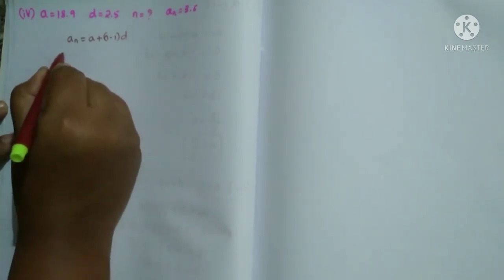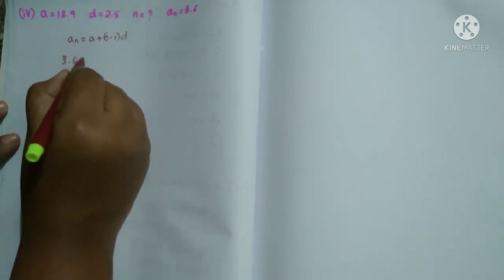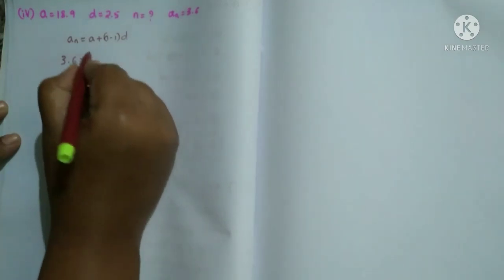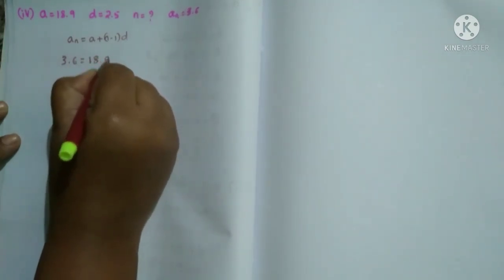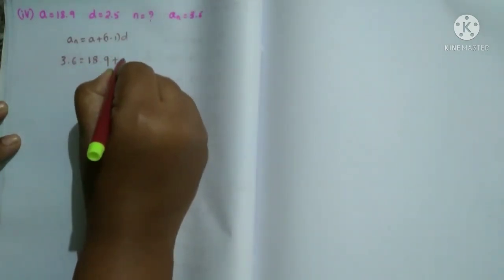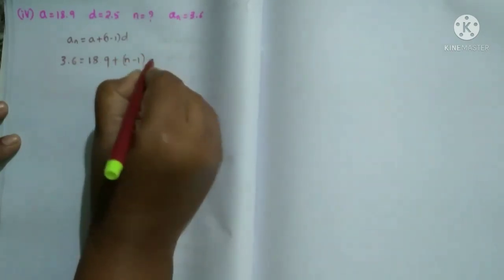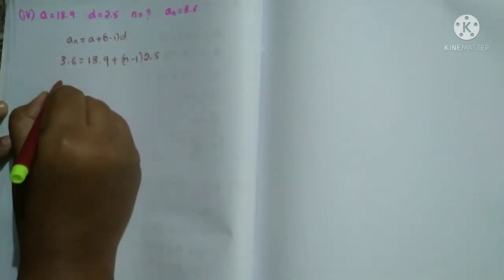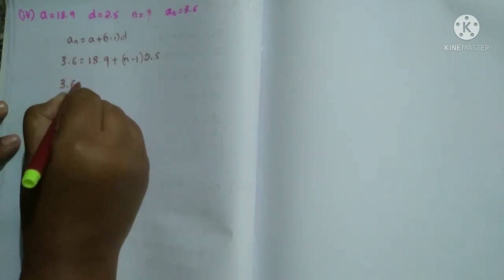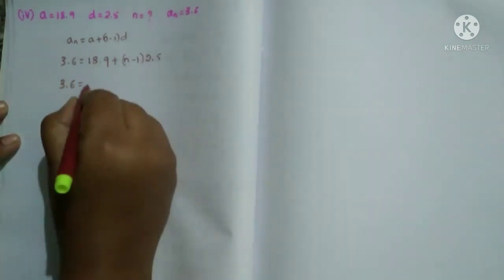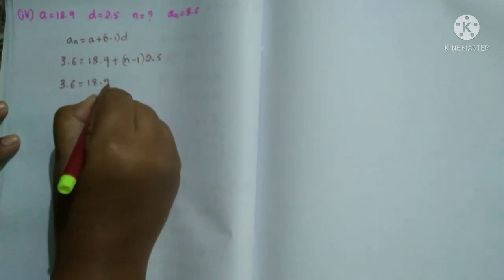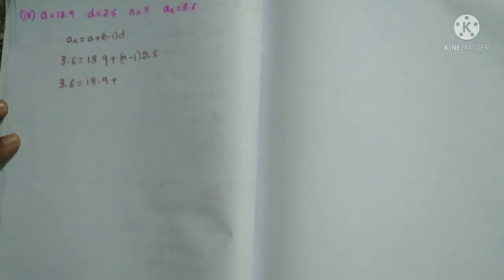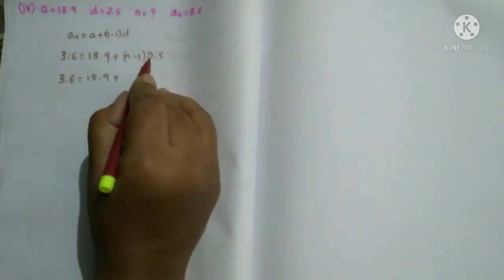an value they have given, how much is it? 3.6 is equal to the a value they have given here, 18.9, plus n value we don't know here. Write as it is: (n minus 1) into d, 2.5. Okay, here 3.6 as it is I am writing. 18.9 plus this 2.5 I'll multiply inside the bracket.